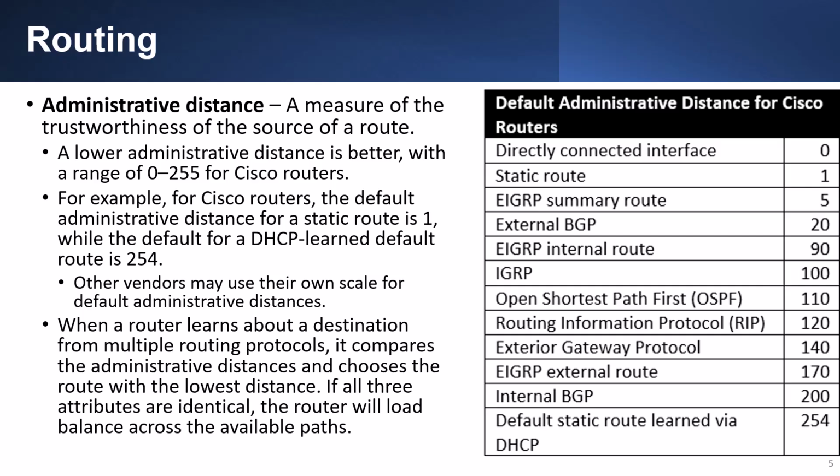When a router learns about a destination from multiple routing protocols, it compares the administrative distances and chooses the route with the lowest distance. If all three attributes are identical, the router will load balance across the available paths.